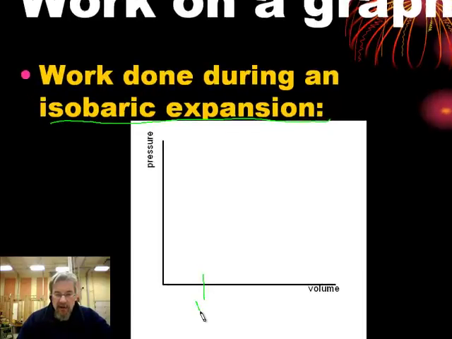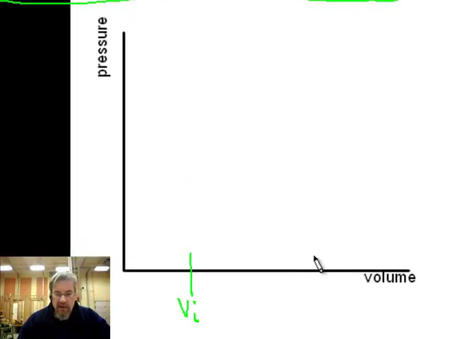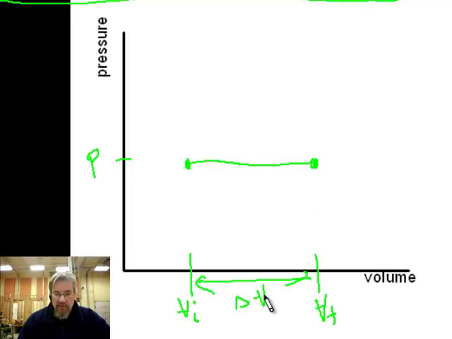Let's say my initial volume is here. That's my starting volume. And here's my final volume here, because I'm expanding this. And let's say I'm at this pressure, constant pressure, remember. So I start here, I expand to here on the pressure volume diagram. We could call this delta V. And this is P, and work is P delta V. Actually, negative P delta V.